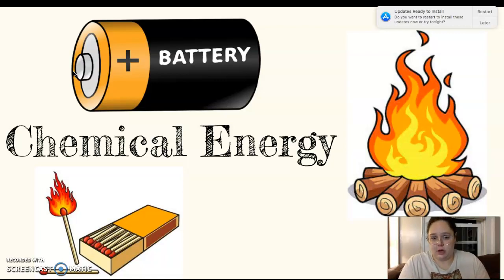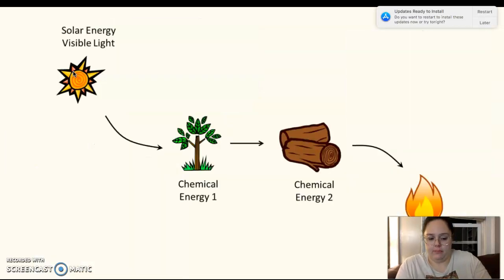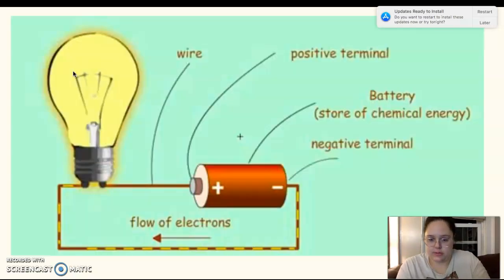The atoms are causing the energy by their positive and negative charges. So this is how fire is a chemical energy. We have light, solar energy from the sun. The first chemical is going to be the leaves. The second one would be the logs, and it makes fire. So we're taking two different chemicals. We are adding energy, and that's causing a change in the atoms and the molecules.